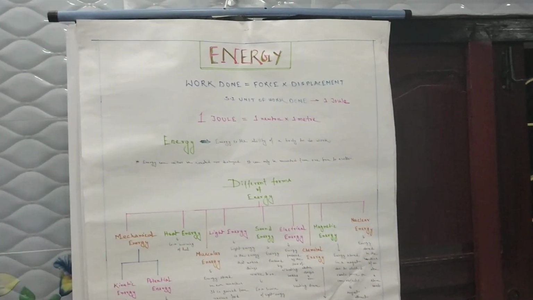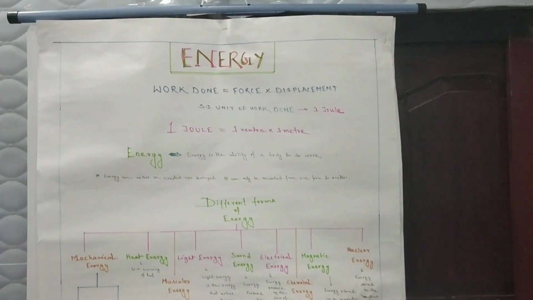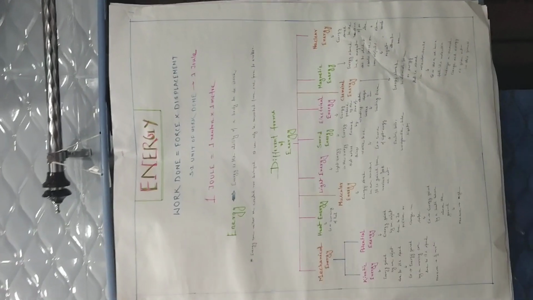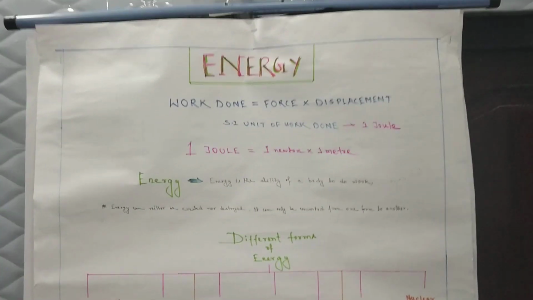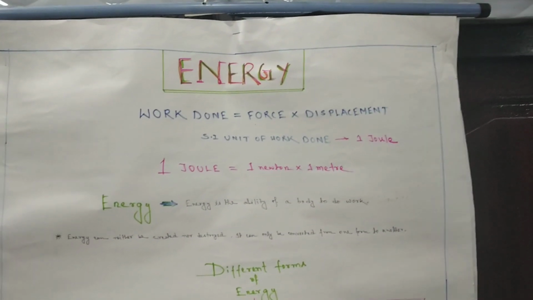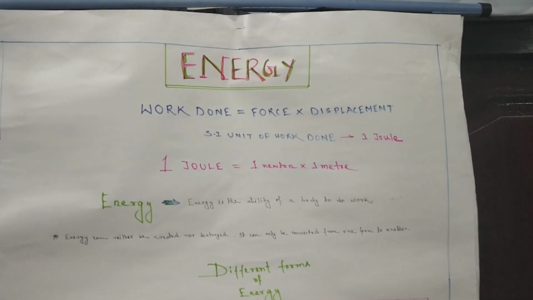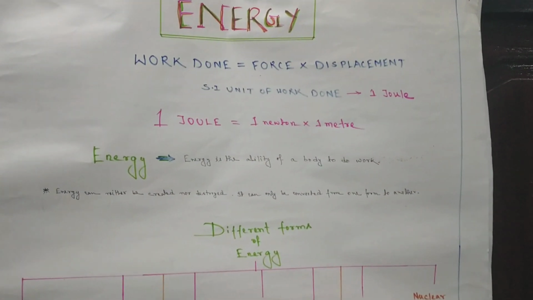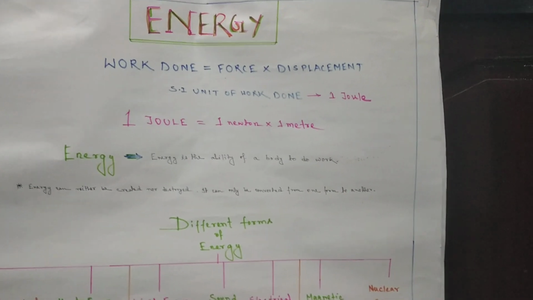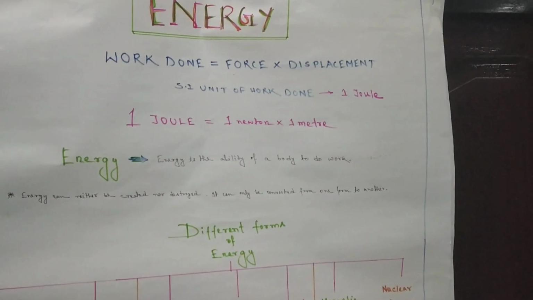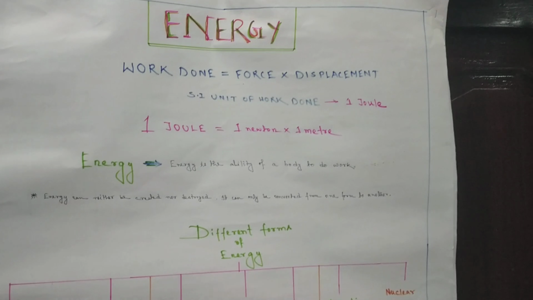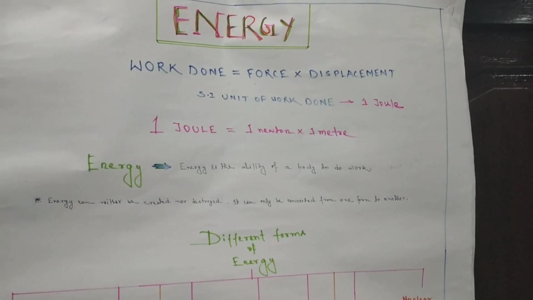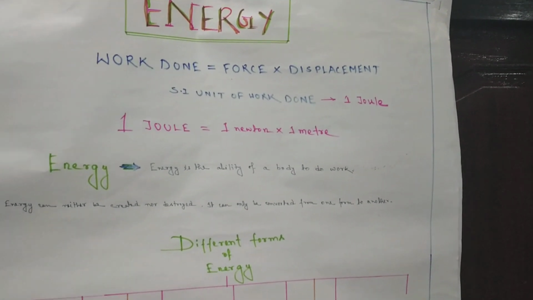Students, this video is on energy. So in class 6 we have read about work. What is work? If we apply some force on an object and if the object displaces from its initial position, then we can say that the force has done a work. And the measure of work done is equal to force into displacement.